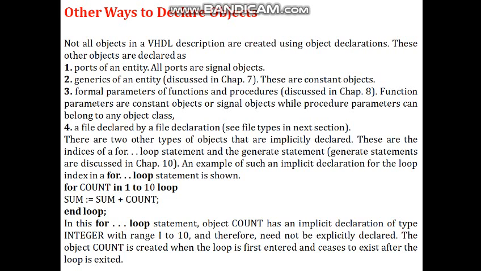This is all about the VHDL fundamentals. The five fundamental elements that we can see are: first the identifier, then data object, constant declaration, variable declaration, and signal declaration.